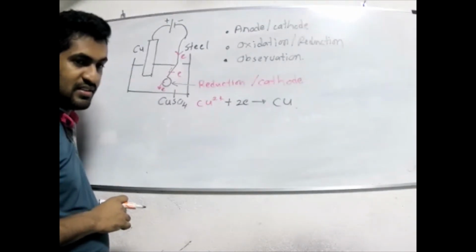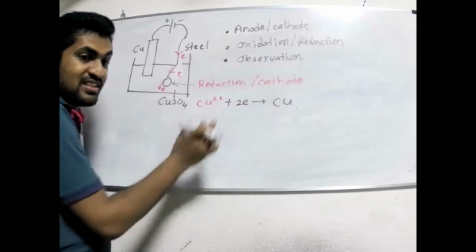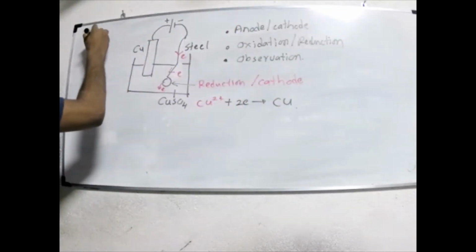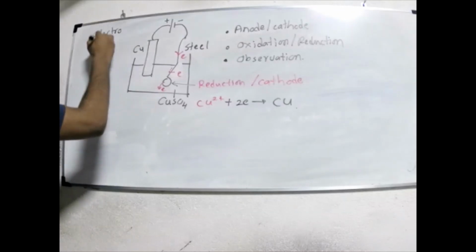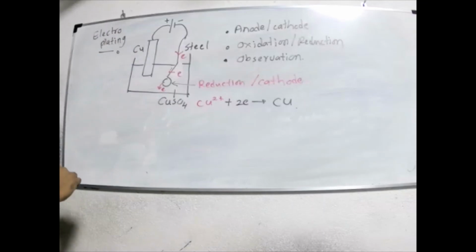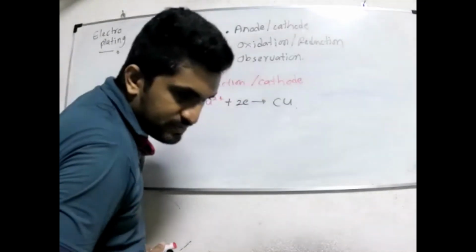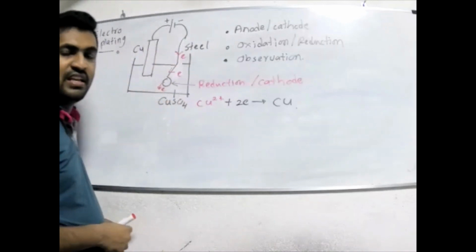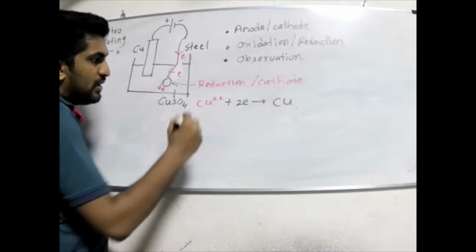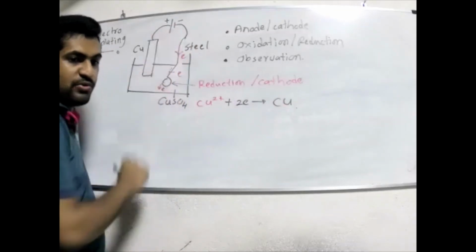Then copper is plating around this spoon. Therefore, we can call this cell electroplating. Why? Because copper is plating around this spoon.